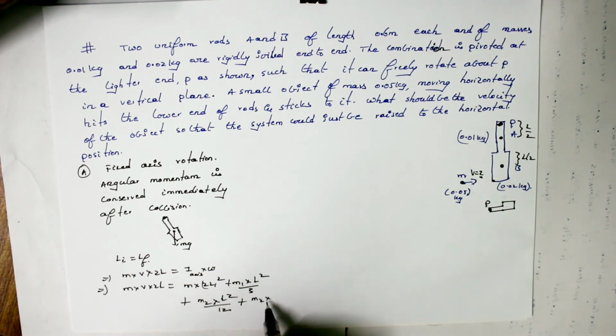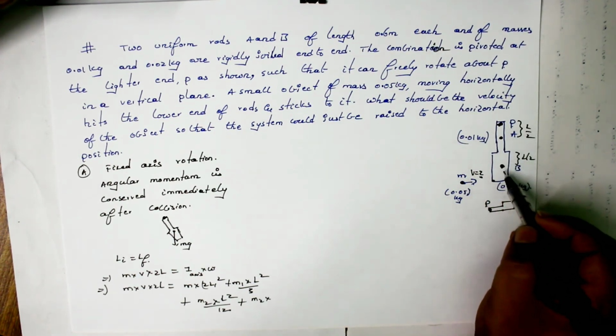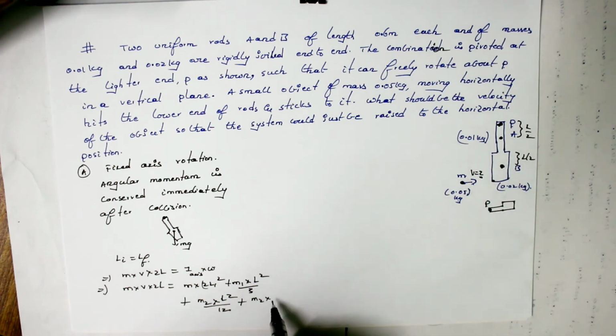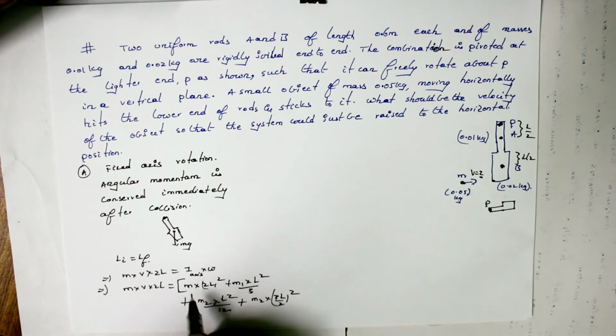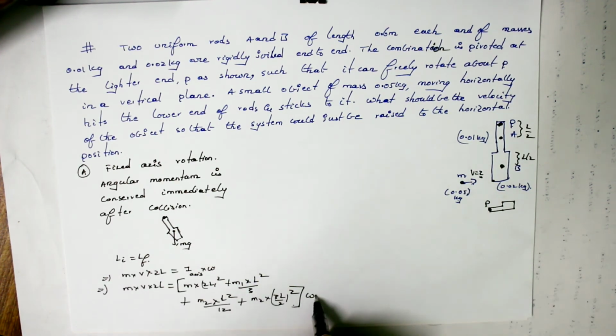So m2 into, now what is the distance between these two axes? The distance between these two axes is 3L divided by 2, so 3L divided by 2 whole square. This is the total moment of inertia of all the three masses, multiplied by omega.